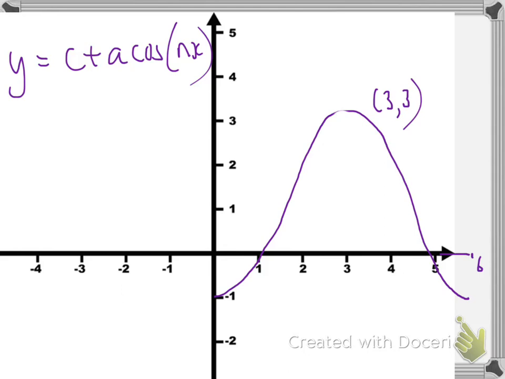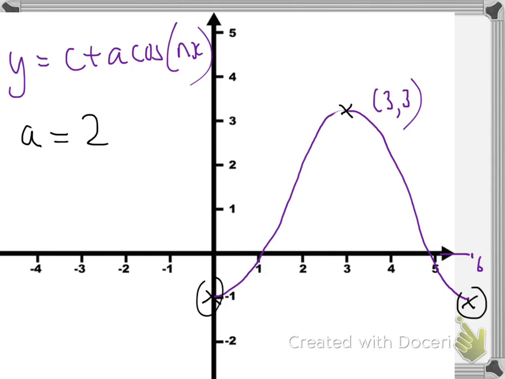Alright, let's consider first of all then what a is equal to. The maximum here is at 3. Our minimum appears to be down here at -1. So the distance between top and bottom, 3 down to -1, is 4. The amplitude is half of that, so the amplitude here is going to be 2. There it is, amplitude equals 2.